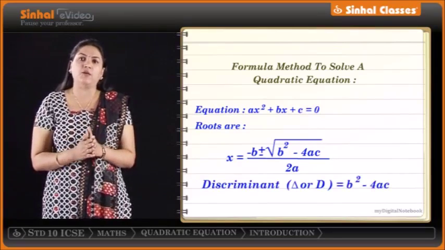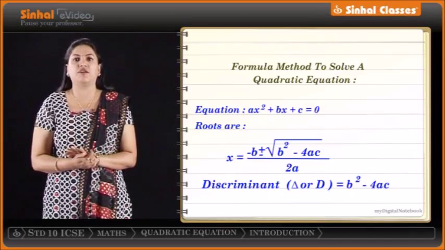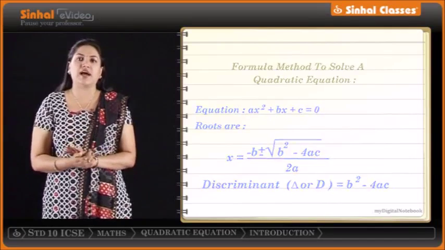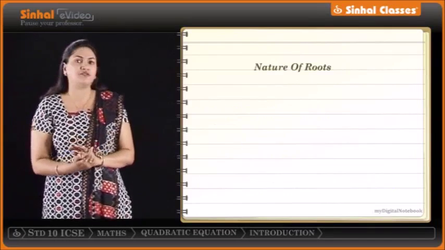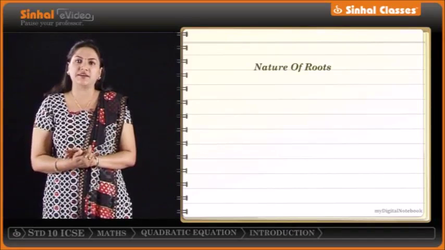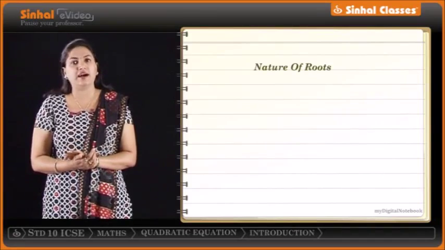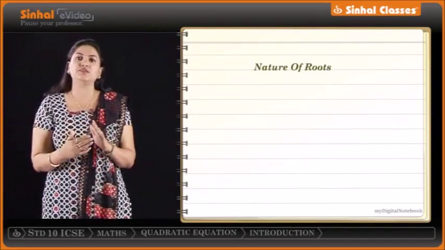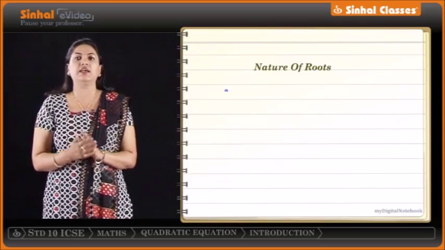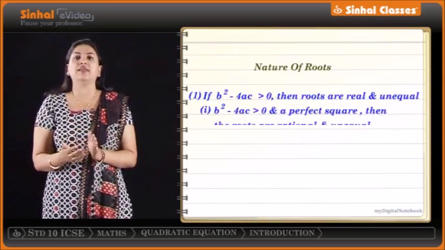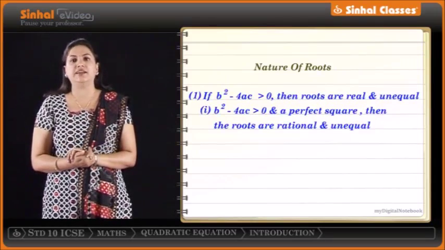Now, depending upon the value of the discriminant, we get the nature of the roots. Now, let's look at the nature of roots. If b² - 4ac is greater than 0, then the roots are real and unequal. In this, we can have two cases. If b² - 4ac is a perfect square, then the roots are rational and unequal.